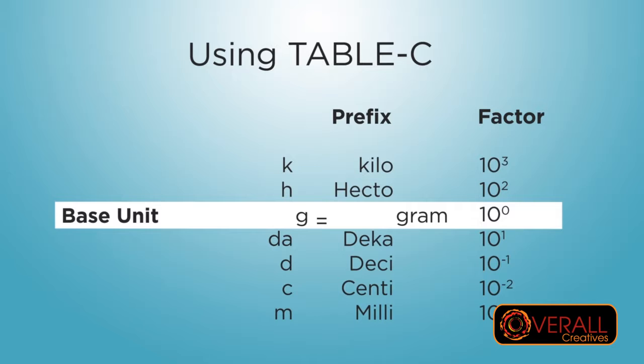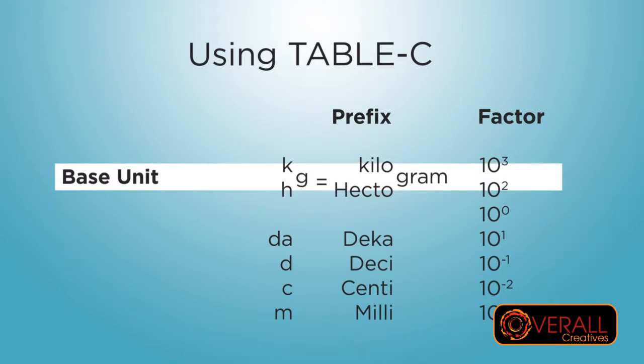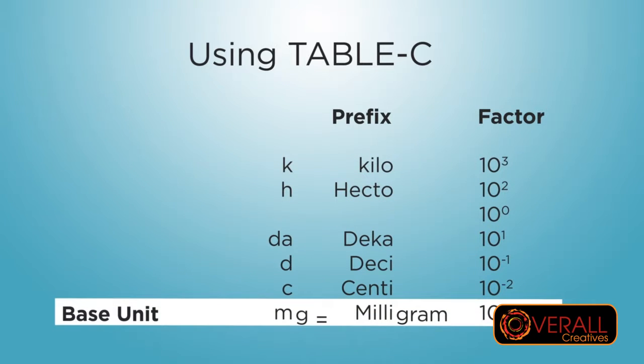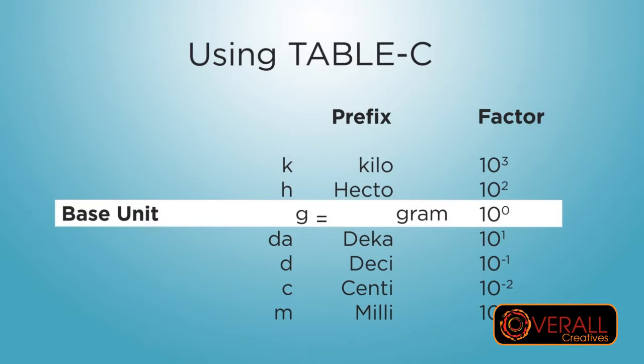It gives you the prefix and also tells you the factor. So for example, a kilo is 1,000. 10 to the 3 is 1,000. A milli is 1,000th, or 10 to the negative 3, or 10 to the minus 3. So let's check our understanding. Can you identify the base unit of measurement?